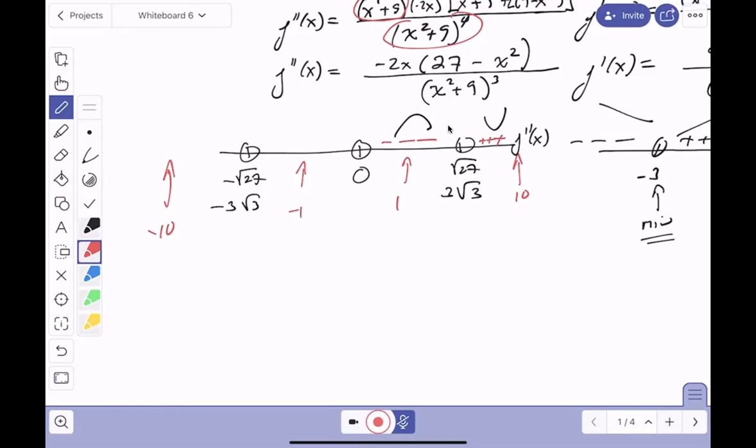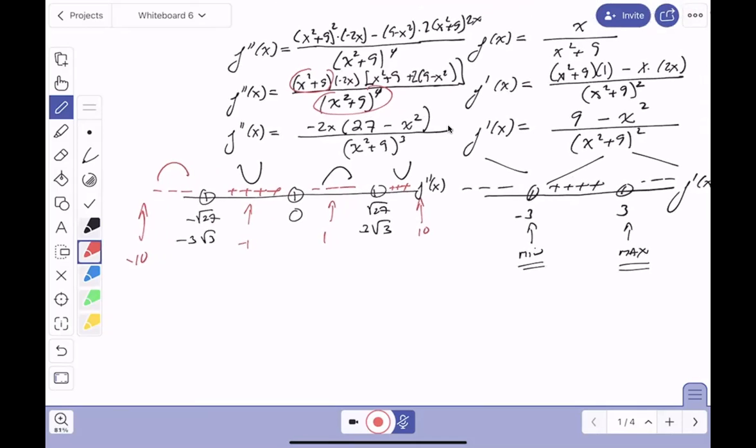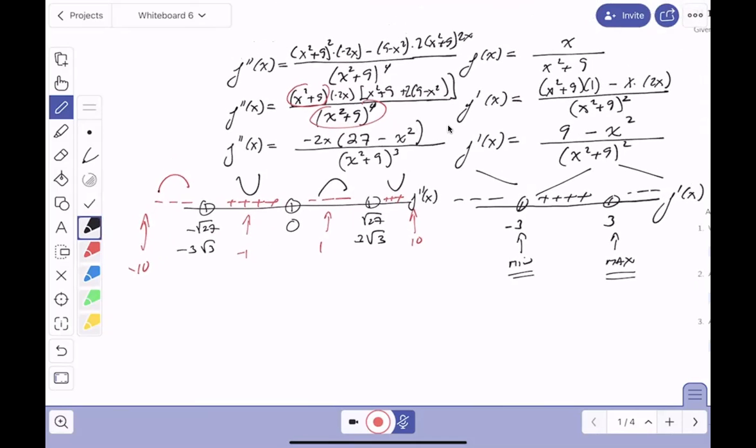Let's do minus 1. If you plug it in, you get positive times a positive. That's a positive. What does that mean? Concave up. If I took minus 10, I'd get positive times a negative, which is a negative. That means concave down.